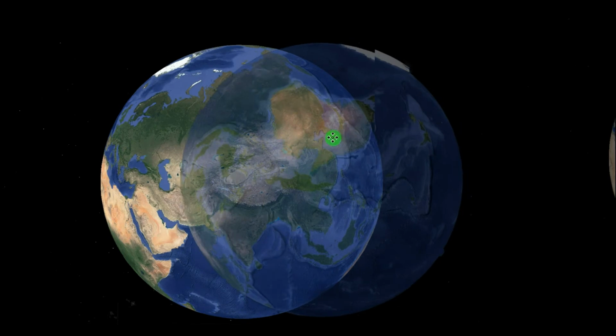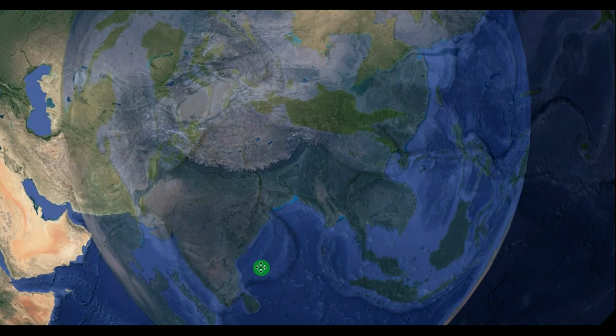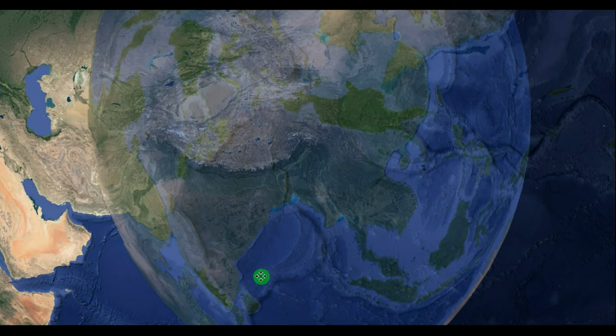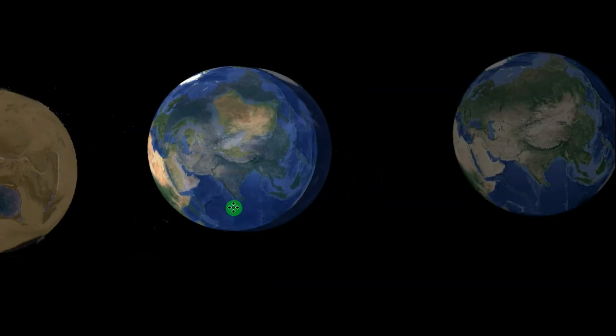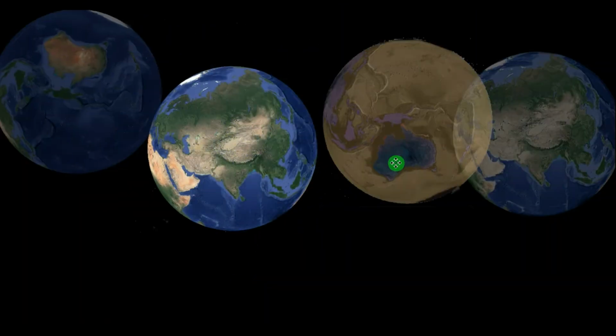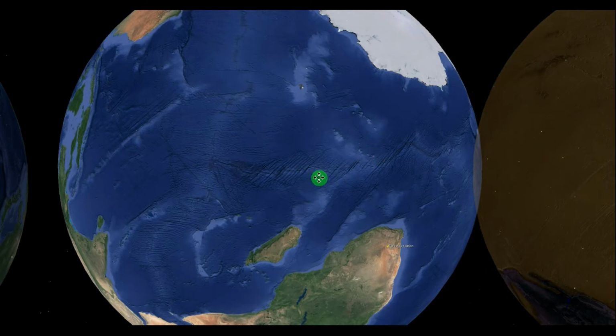Okay, so twisting and pulled apart. This is part of what they call the Southwest Indian Ridge. And they think that this is spreading apart like the Mid-Atlantic Ridge, except for it's doing it at a super slow pace. The problem is that this is not what they think it is.